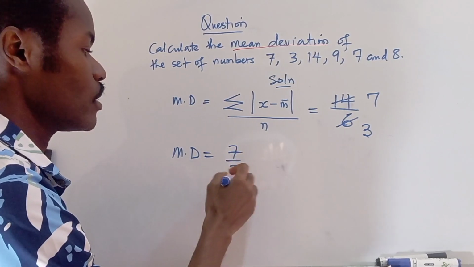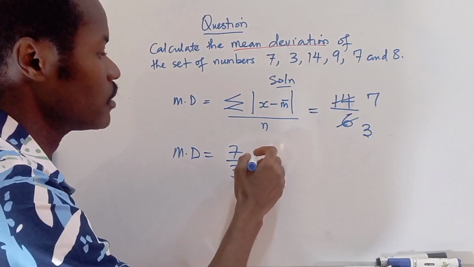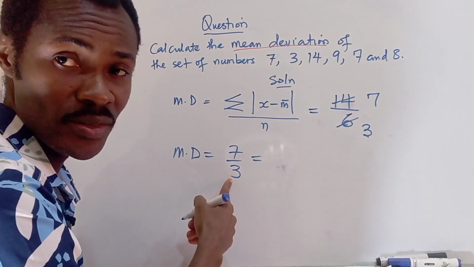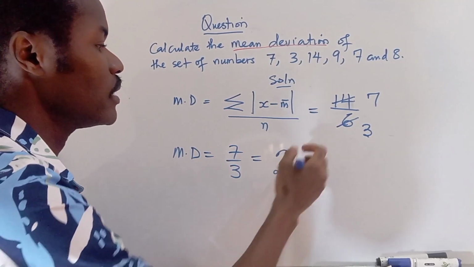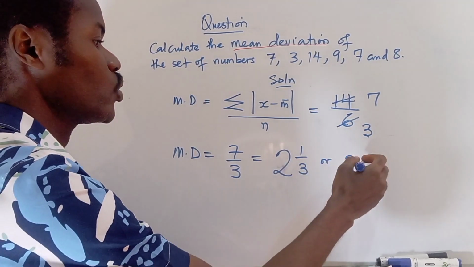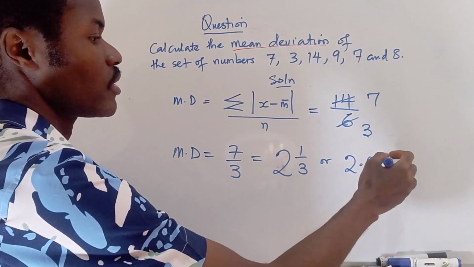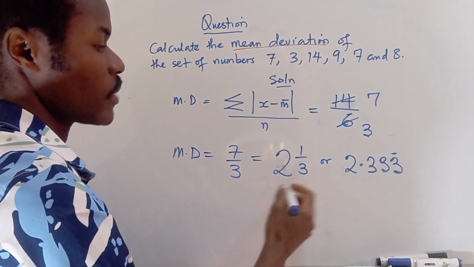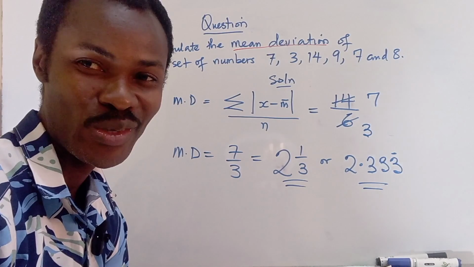Our MD, which is mean deviation, is 7 over 3. But this is an improper fraction. We can change it to a mixed fraction. So how many 3 whole numbers do we have in 7? We have 2 whole numbers, meaning that 1 over 3. This can also be written as 2 point, now 1 over 3 is a recurring decimal, which is 0.333. So either this or this gives you the mean deviation to this simple problem.